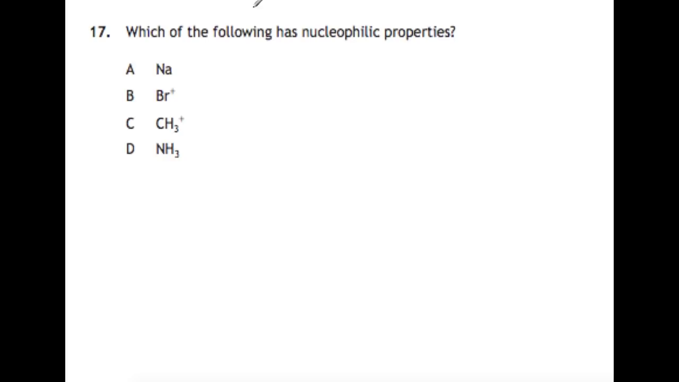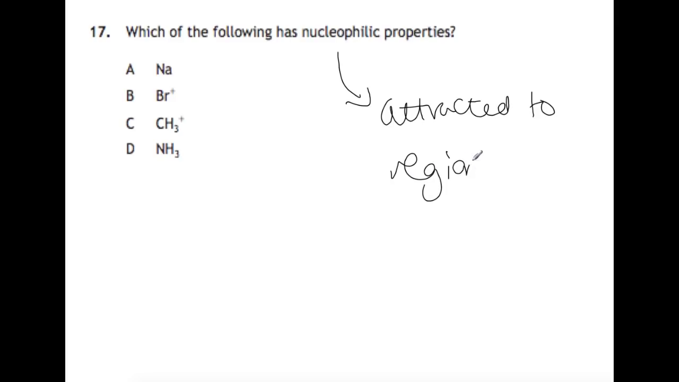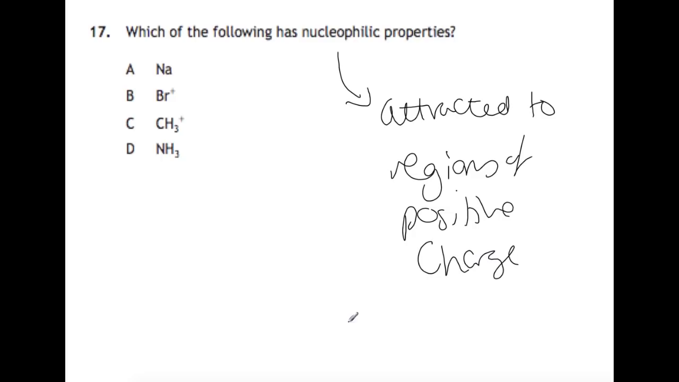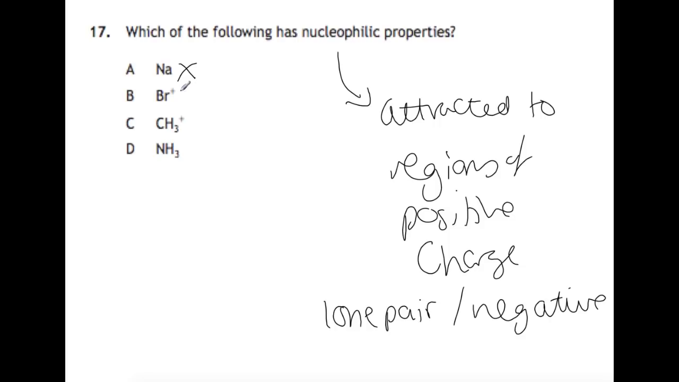So question 17, we're looking at nucleophilic properties. You need to know the definition of a nucleophile. That is attracted to regions of positive charge. To do that, it needs to have a lone pair or a negative charge. So sodium does not fit the definition of a nucleophile. Br plus is already positive, CH3 plus is already positive, whereas ammonia has a lone pair on the nitrogen, so would be able to act as a nucleophile.